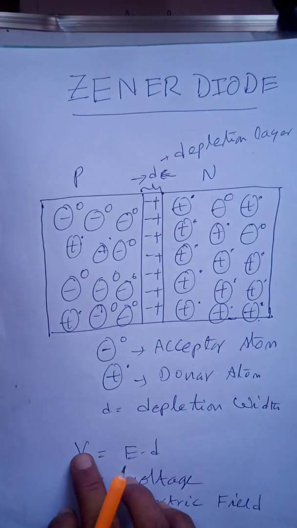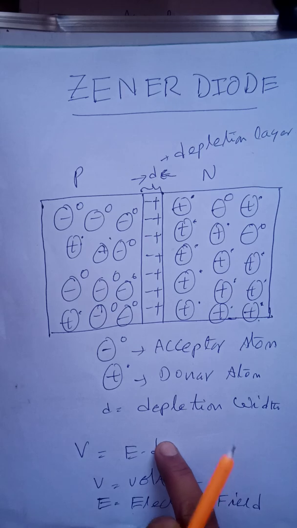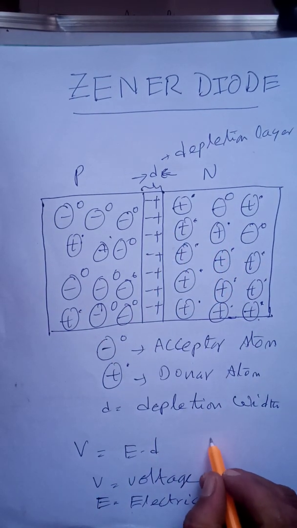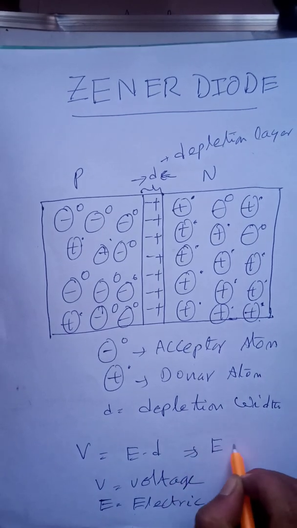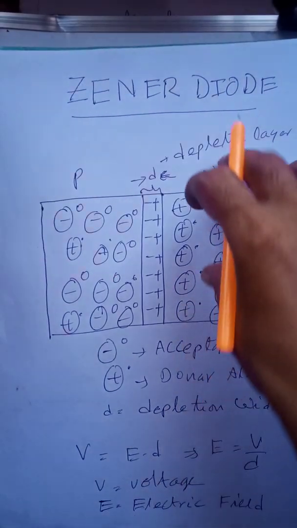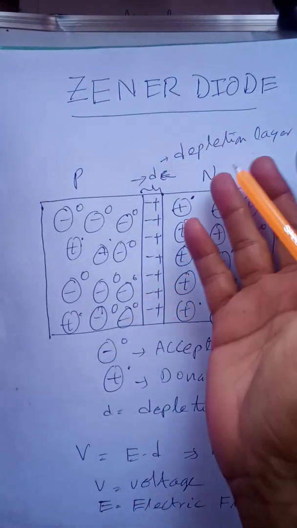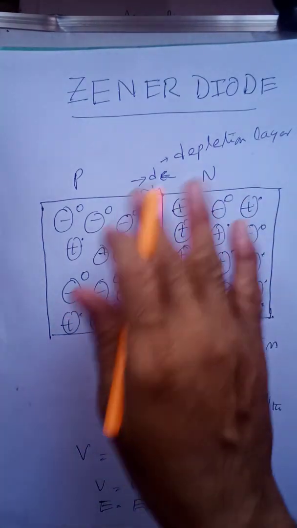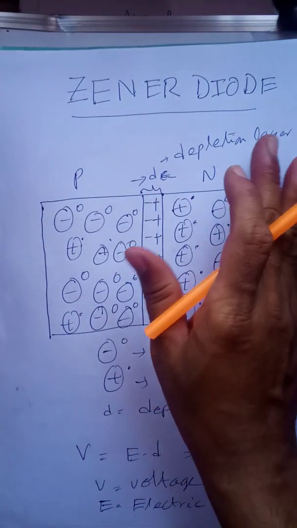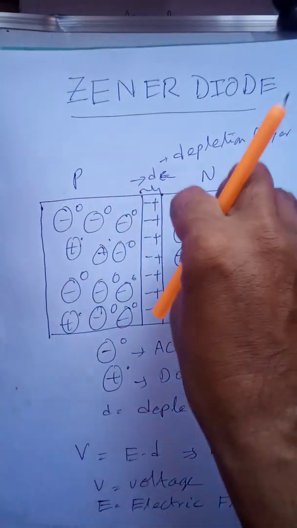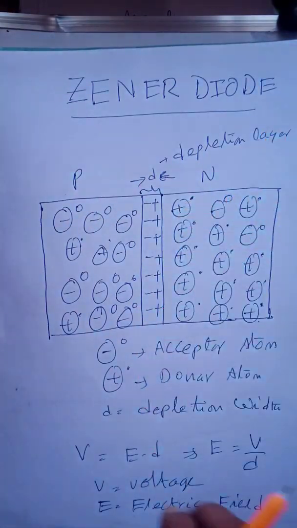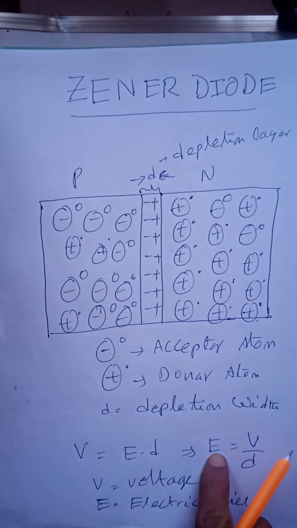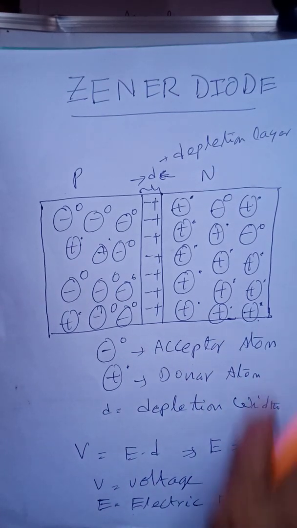We know that V is equal to electric field intensity times distance, or depletion width. So there is a relation that electric field intensity E is equal to V by D. When the doping concentrations are very, very high, as in the case of the Zener diode, then the depletion width decreases. If the depletion width decreases, what is the electric field intensity? The electric field intensity becomes very high.